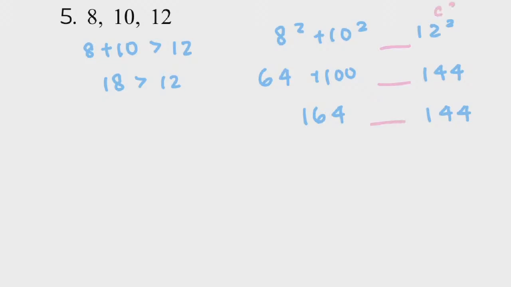Oh, so don't forget this is the c squared. So it's kind of like backwards of how you see it on the table. So for this one, the hypotenuse squared is actually less than a squared plus b squared. So this is going to be an acute angle or acute triangle.